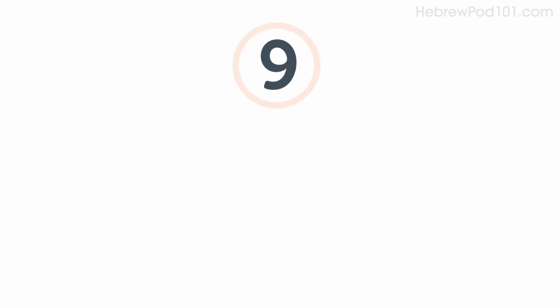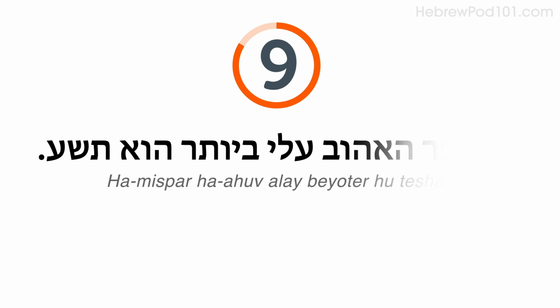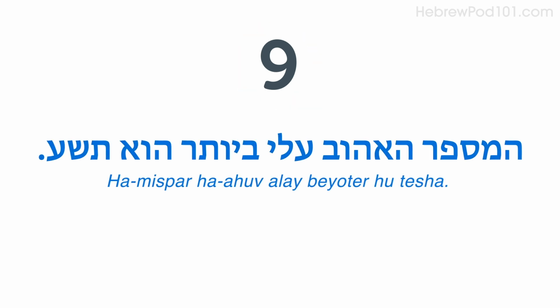Now imagine it's 9. Do you remember how to say 9? 9. Say, "It's 9." המספר האהוב עליי ביותר הוא 9. Now answer the question saying, "It's 9." מהו המספר האהוב עליכם ביותר? המספר האהוב עליי ביותר הוא 9.